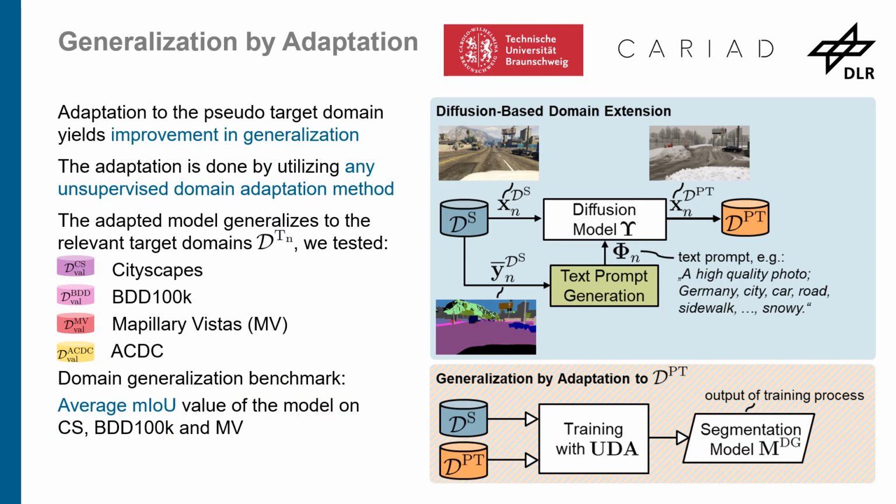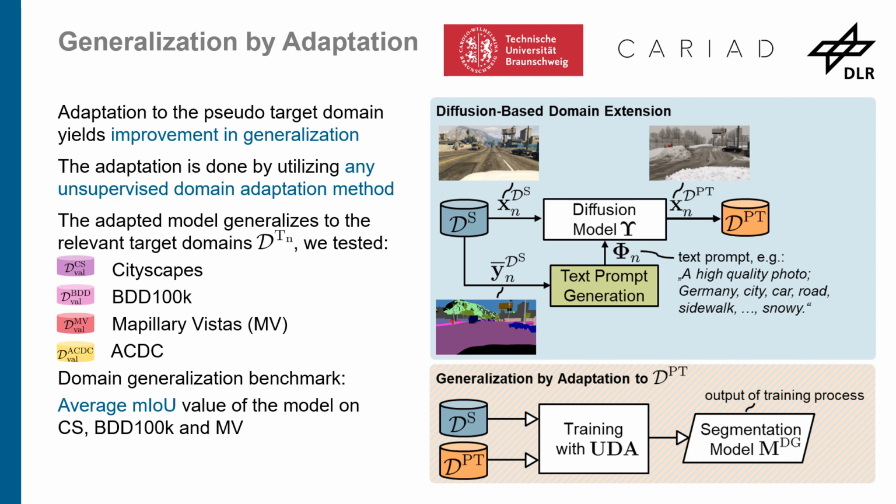In the first step, we have transformed the respective synthetic datasets with regards to our prompting scheme. In the second step, we are now adapting the model to our pseudo-target domain that has been created in the first step. This is done by utilizing unsupervised domain adaptation methods. The adapted model then generalizes to the relevant target domains, since the pseudo-target domain is an approximation of them. The target domains are represented by the Dynamic Cityscapes, the Berkeley Deep Drive, the Mapillary Vistas, and the ACDC dataset.